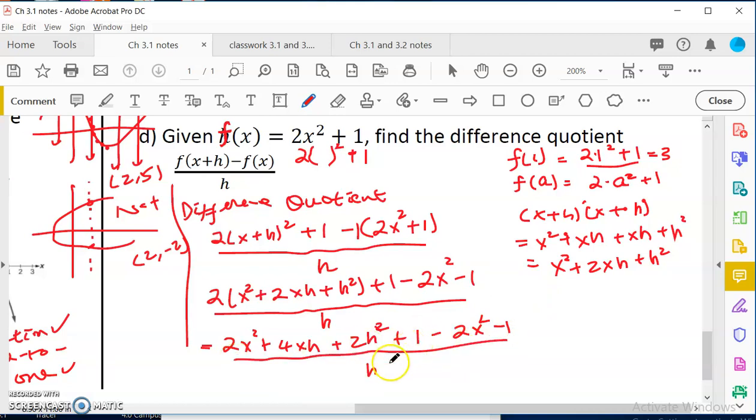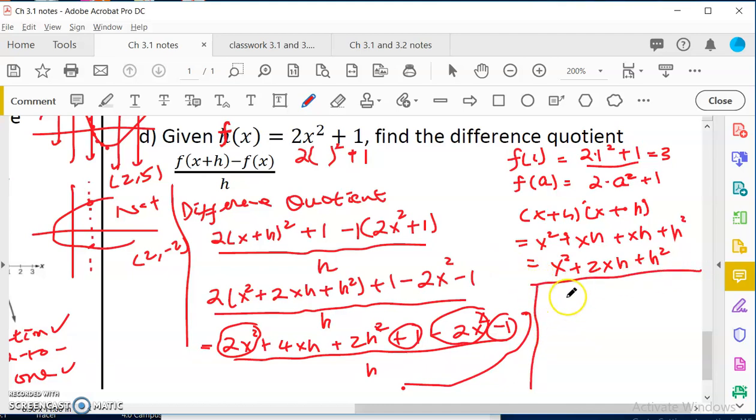So are there any terms that are like terms? Oh, of course. 2 minus 2xh, 2x squared minus 2x squared plus 1 minus 1, this cancels. So that would equal, let's continue here. I have some space here. So it will be 4xh plus 2h squared over h.